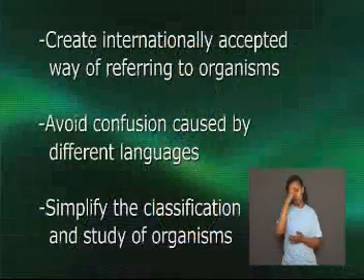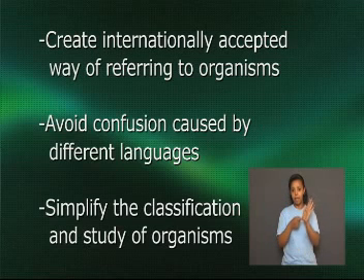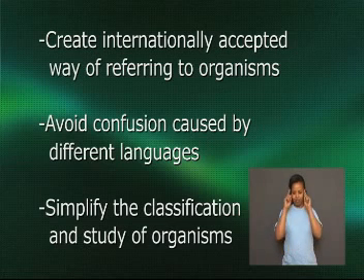Taxonomy is necessary for a number of reasons. Taxonomy shows relationships and simplifies how we refer to organisms. Taxonomy organizes living things in a way that is internationally accepted, and it avoids any confusion that could be caused by different languages.